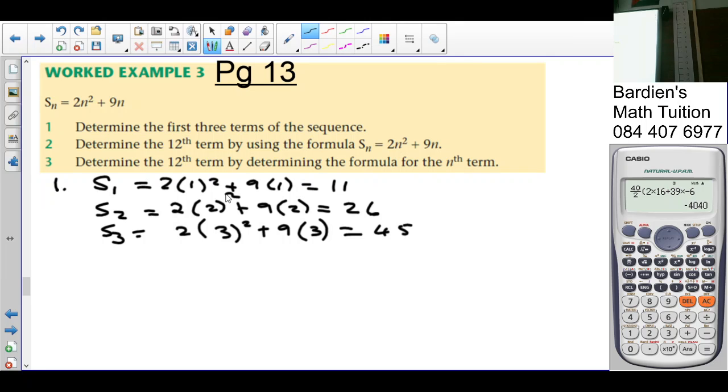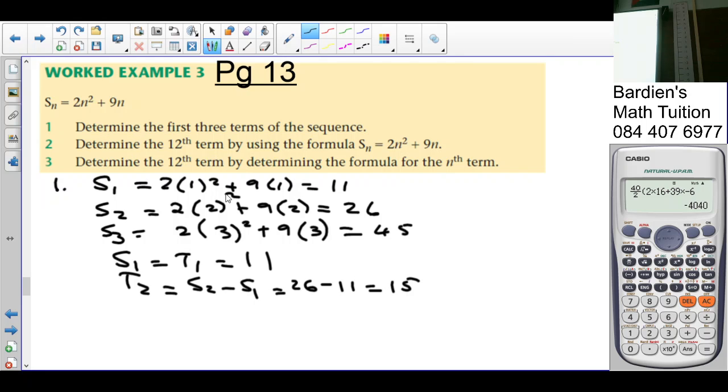So that is the sum of the first 3 terms. The sum of the first 3 terms is 45, sum of the first 2 terms 26, and the sum of the first term is 11. So what did we say? Sum of one term is equal to T1, which is equal to 11. For term 2, what would that be? S2 minus S1, which is 26 minus 11, which is 15.